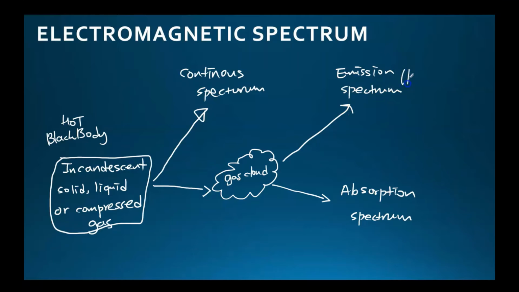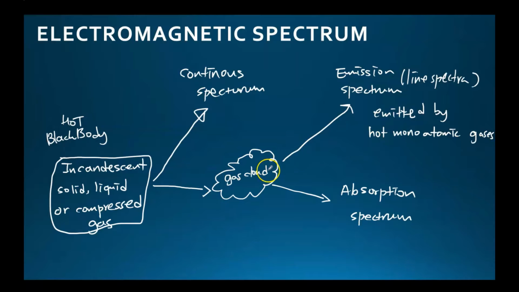So the emission spectrum or the line spectrum happens when it is emitted by hot monoatomic gases. Okay, so the light still goes through the gas cloud, but it is emitted by the hot monoatomic gases. And we just talked about the continuous spectrum, right? So let's talk about the absorption spectrum.